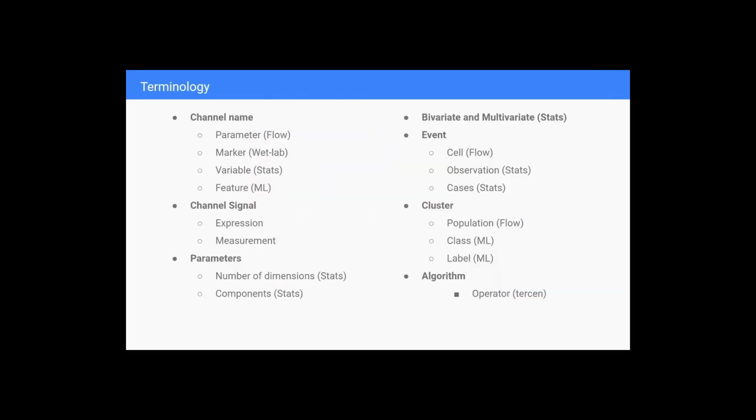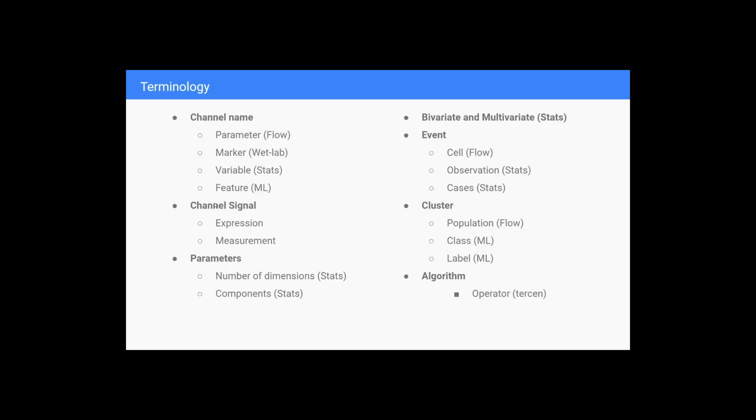So, terminology. Just to be clear about terminology, a channel name, for example, can also be called a parameter in the flow cytometry world, or a marker from the wet lab community. In stats, it's called a variable, and in the machine learning world, it's called a feature. So all pointing to the same thing, but having different words coming from the different communities.